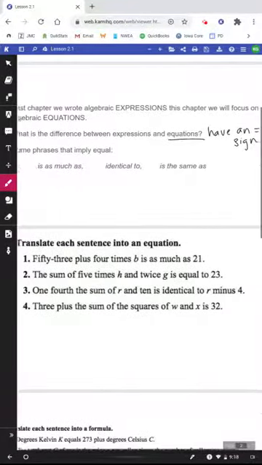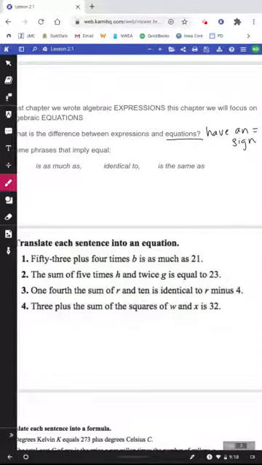So the first part here, we're translating each sentence into an equation. For number 1, it says 53 plus 4 times b is as much as 21. So for number 1, we're going to have 53 plus 4 times b is as much as, which implies equals, 21.